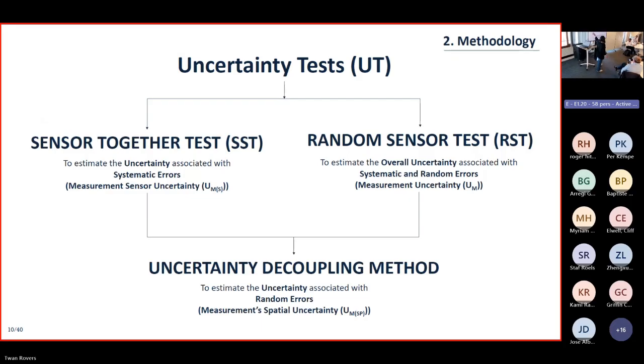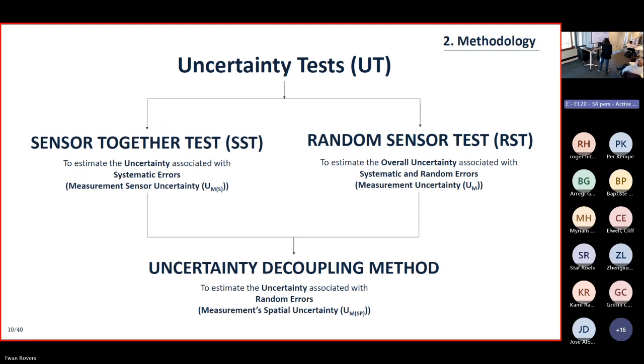The difference between them is here: in the first, all sensors are together with the same wire that we will use for the monitoring in the building. We included the systematic error, not only of the sensor, but also the monitoring and control system equipment uncertainty. On the other side, the other uncertainty test is the random sensor test, where you install all the sensors randomly in the thermal zone that we want to study. With both tests, we have two different uncertainties.